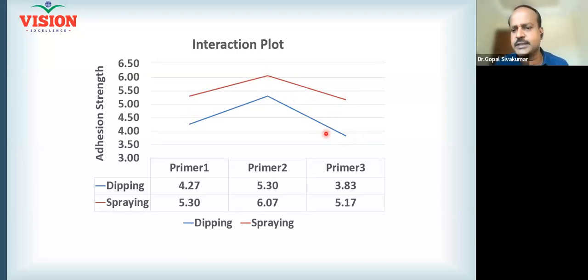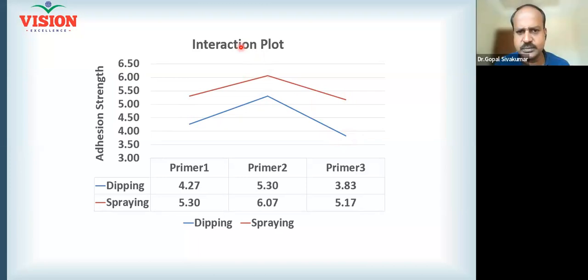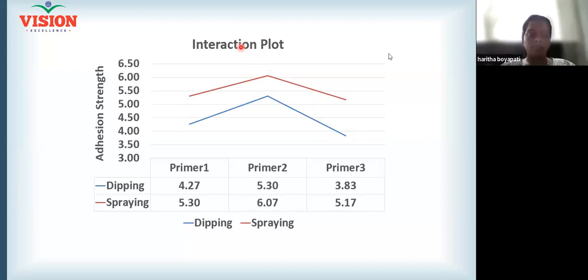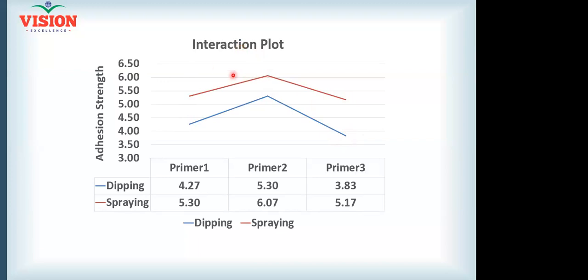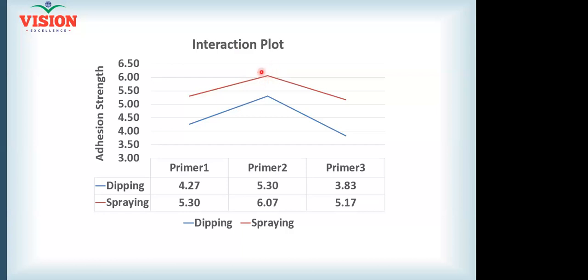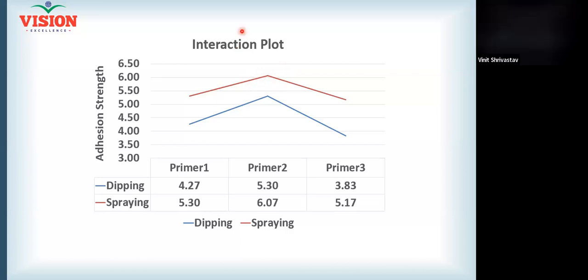Now tell me which combination gets you a higher adhesive force on average. Primer 2 and painting method spraying. That is the best solution according to the experiments you have conducted, where your adhesive force is maximized, because you want maximum. Now all these calculations you don't have to do manually, but I explained them for your knowledge.